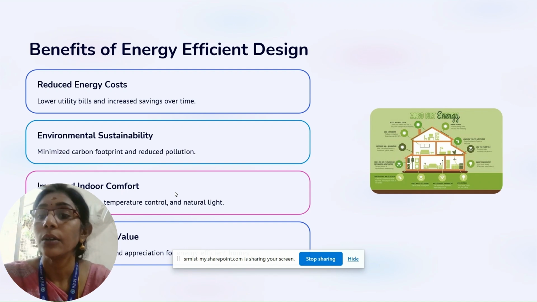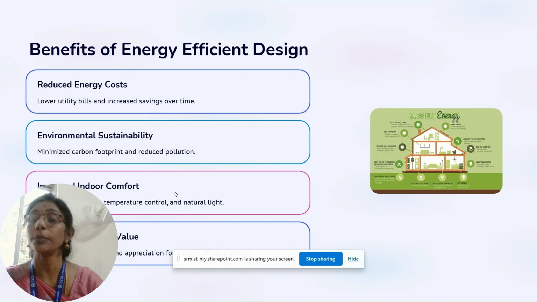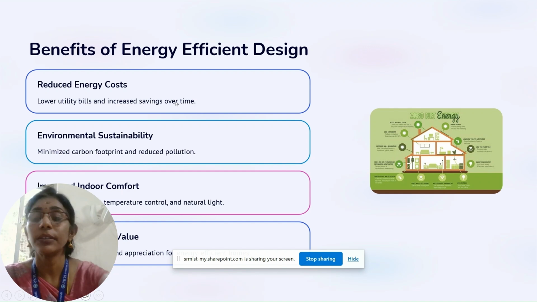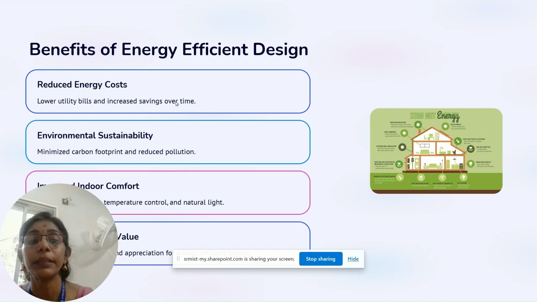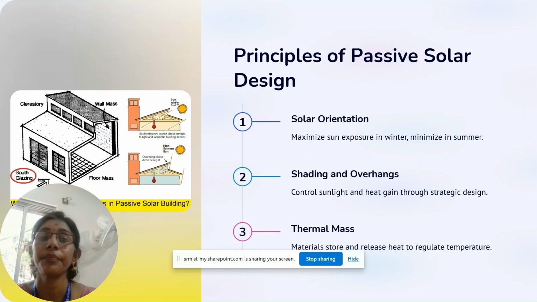So the first benefit is lower utility bills. Our EB bill should be lesser and the saving should be more over a period of time. The next is environmental sustainability. That is, as I told you, the CO2 emission should be less, and then the indoor comfort level should be higher. That is, during the daylight, the building should be able to provide sufficient lighting, that is natural light should enter your building, temperature should be within controlled scales, and the air quality inside the building should also be good. If all these three are satisfied, then definitely the property value is going to rise. So these are the benefits of going for an energy efficient design.